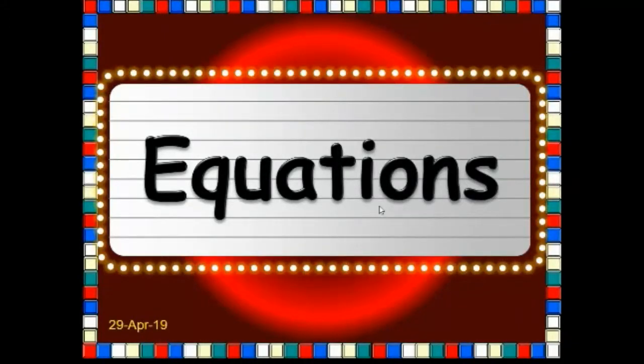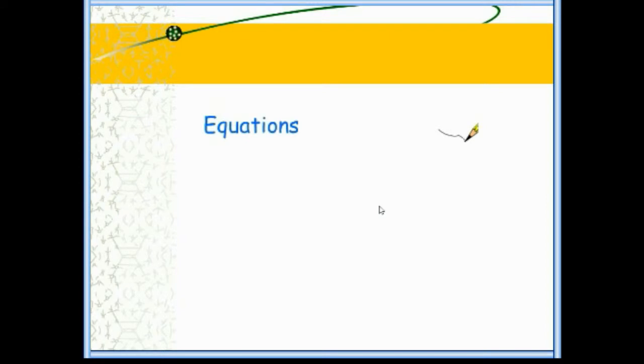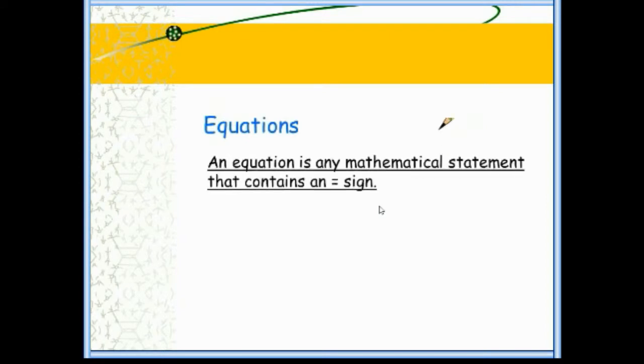Of equations, and this PowerPoint presentation is only for students who are in class 5, 6 or 7. So let's start equations. What is equations? Equations has equal signs, right?